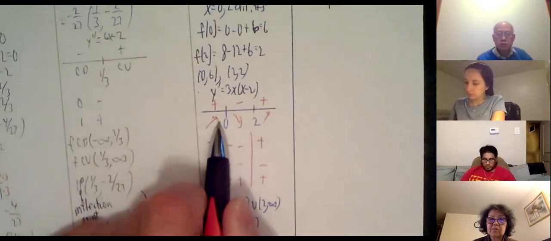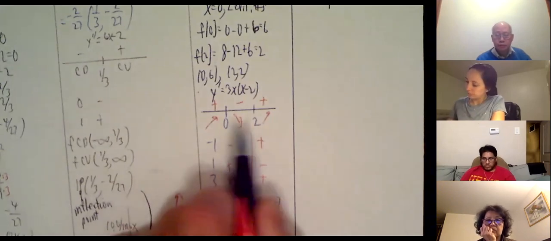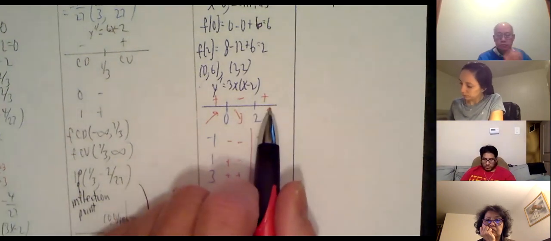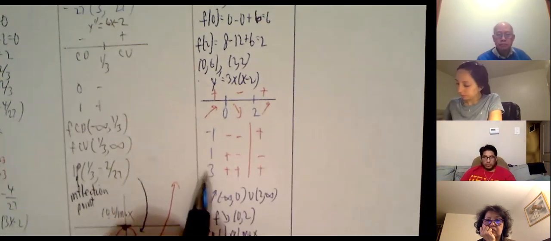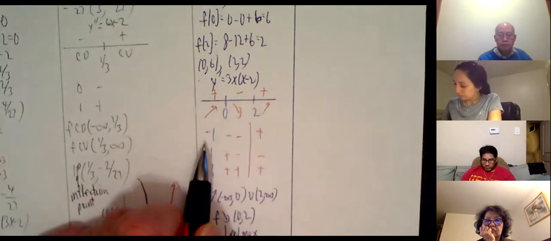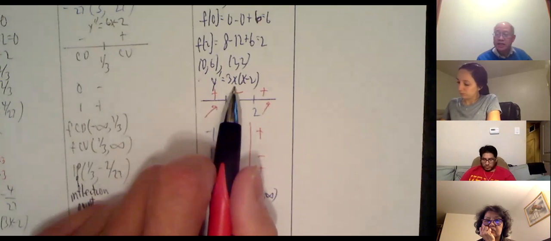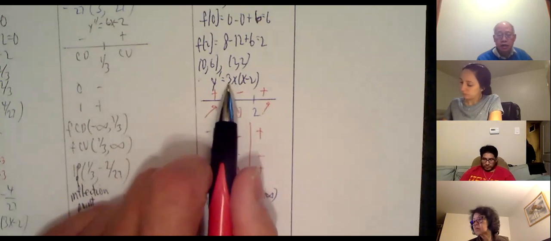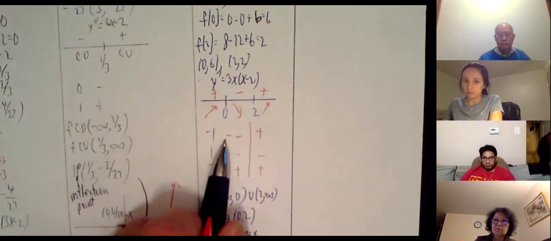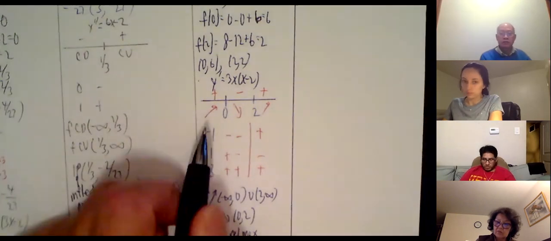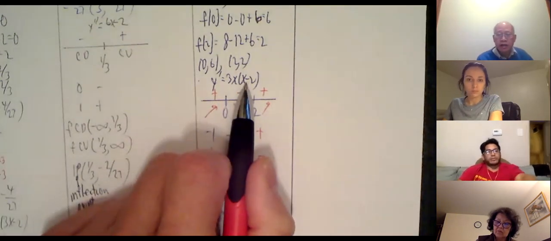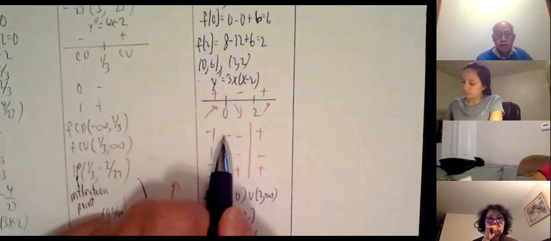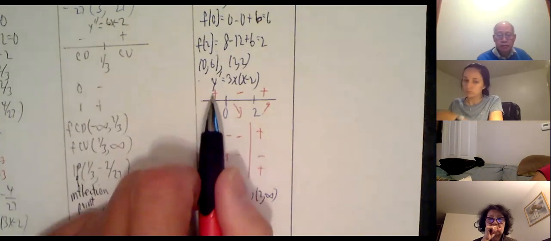To the left of 0, negative 1. In the middle, 1. Over here, 3. Plug into the derivative. Negative 1: again, I only want the sign. It saves a lot of work when you don't have to find the exact value. 3 times negative 1, negative. Yes, it's negative 3, but I don't care about that. I just want to know the sign. Negative 1 minus 2, negative. What's a negative times a negative? Positive. So I put a plus here.